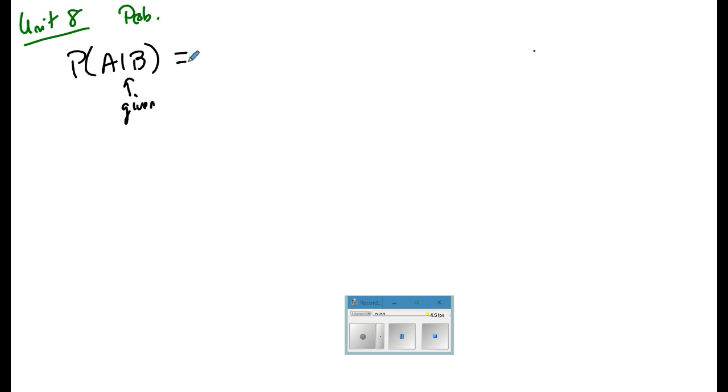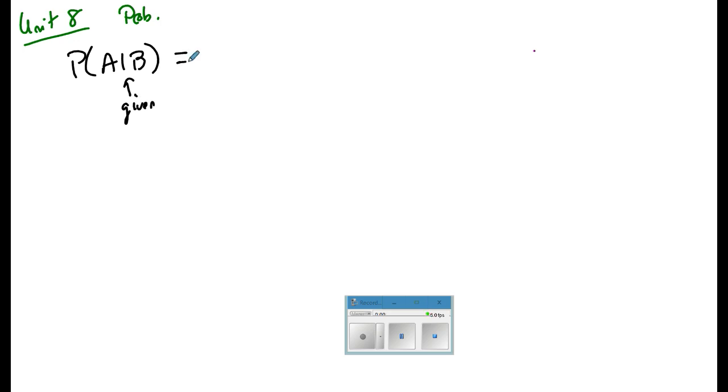Unit 8, we're almost done with Algebra 2. Unit 8 was all about probability. Probability, there's very few ideas you need to know, but you need to know these ideas well. You need to know what P of A given B means, and you need to have an understanding more than just a computational fluency with it.